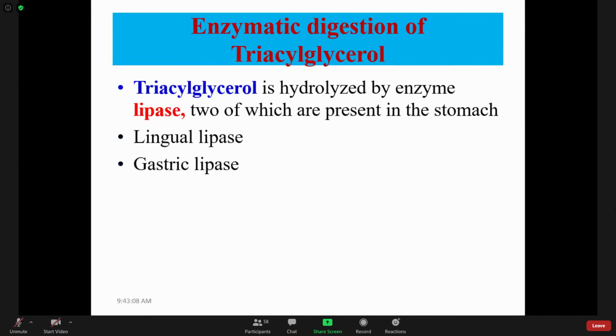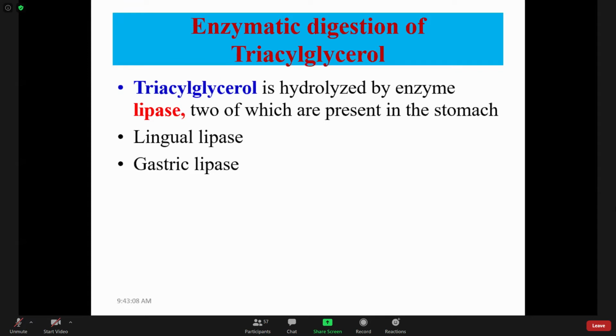Now I will discuss one by one the enzymatic digestion of different substrates. First, we'll discuss the enzymatic digestion of triacylglycerol. Triacylglycerol is hydrolyzed by a group of enzymes called lipases, and different lipases are present in our body.